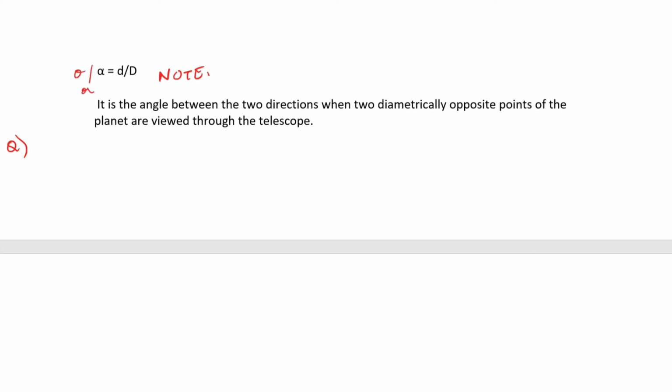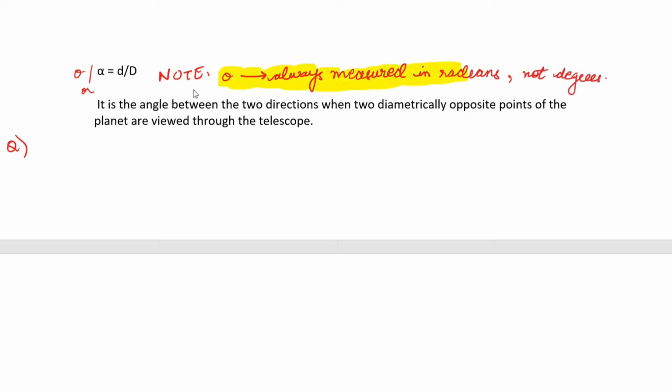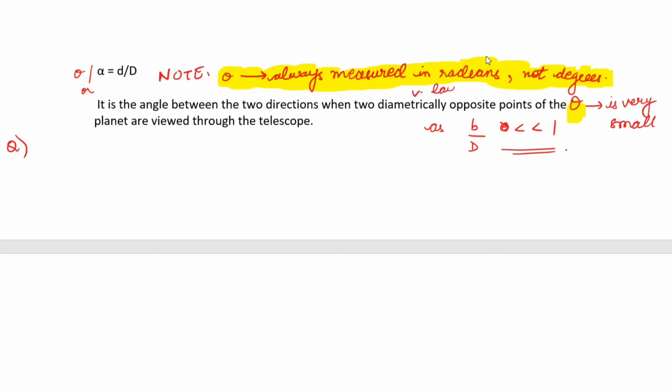Always remember that this theta should be measured in radians and not in degrees. So whenever they give you the value of theta in the question, you should always convert it into radians, whether it is given in minutes, seconds or whatever. Always convert it into radians, the SI unit. And the value theta is very small as the distance is large. As B by D, this ratio is very small. The value of capital D is very large. So eventually the ratio B by D becomes very small, very much less than 1.